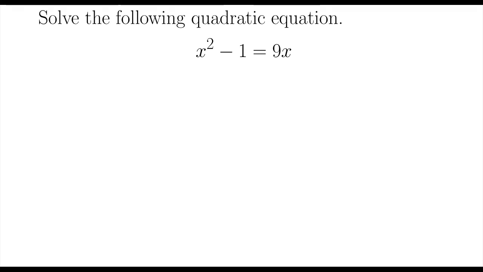Let's solve the following quadratic equation. X squared minus 1 equals 9x. There are multiple ways to solve any quadratic equation, but for this one, let's get it all equal to 0 first before we decide. Okay, I'm leaning towards the quadratic formula already. So let's subtract 9x from both sides.